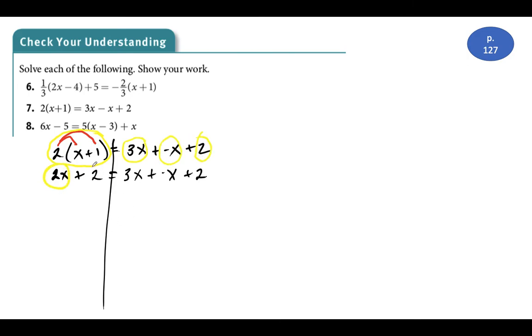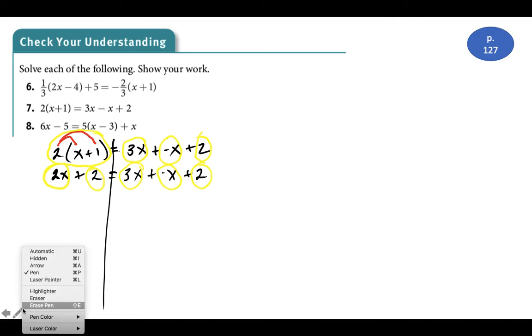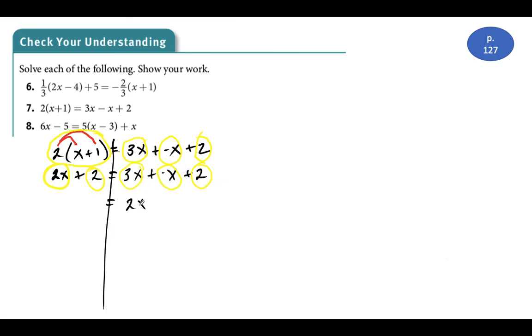So now we've got 2 separate terms on the left, 3 separate terms on the right, and I can see that I can add 2 of these terms together. So I can add 3 positive x's to 1 negative x, and I'll get 2 positive x's and 2 positive 1's.